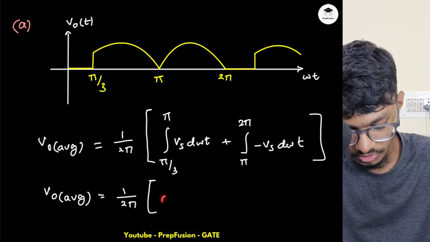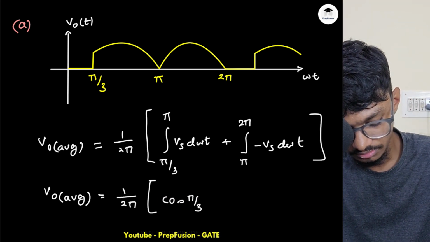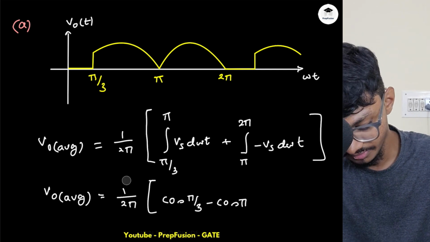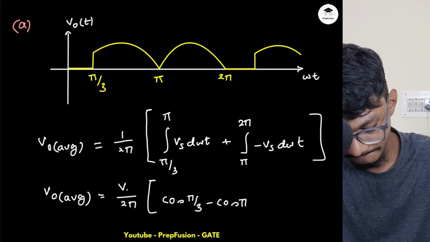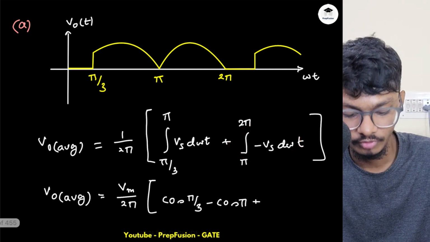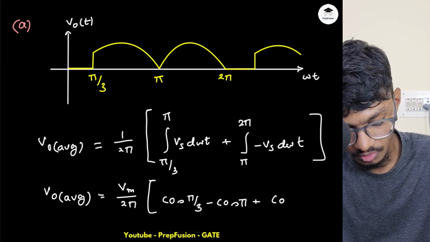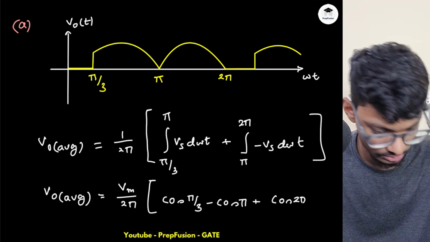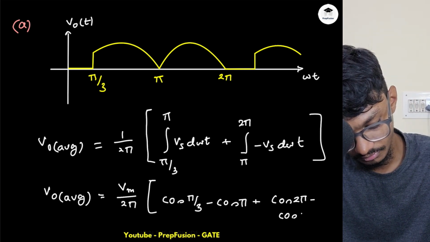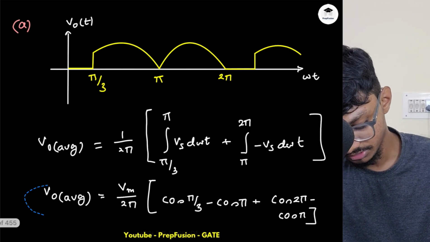And first I will do cos of pi by 3 minus cos of pi. Obviously Vm can be at the outside. And this integration will be plus Vm cos omega t. So cos of 2 pi, which will be simply 1, minus cos of pi. Okay, so here what expression will I get? I will just tell you about the expression.